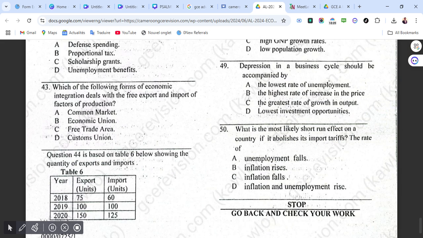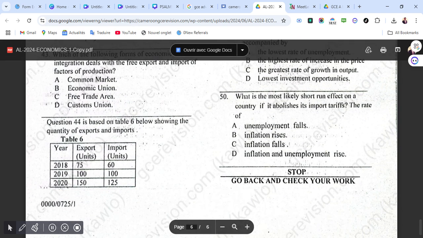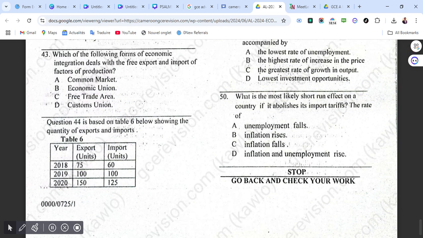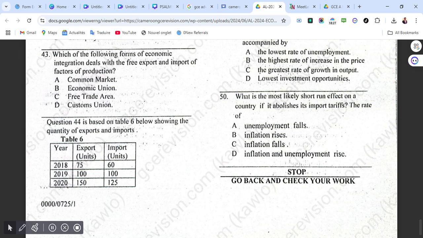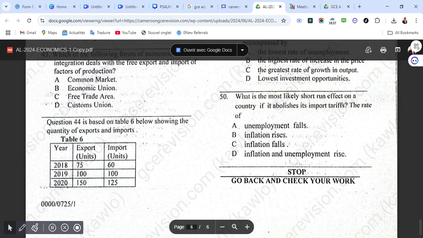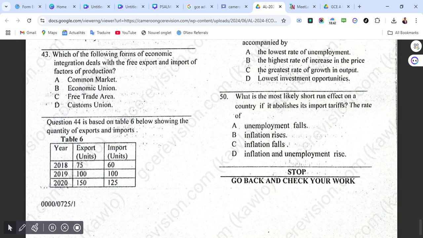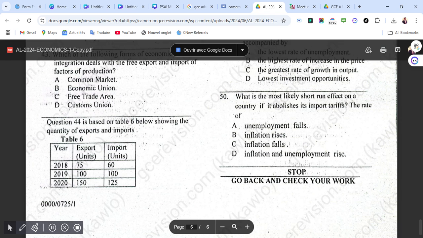Okay, now let's move to the next one, which asks what is the most likely short-run effect on a country if it abolishes its import tariffs? The correct answer for 50 is B, inflation rises. So if a country abolishes import tariffs, the country is going to have an increase in inflation. So here is the correct answer.